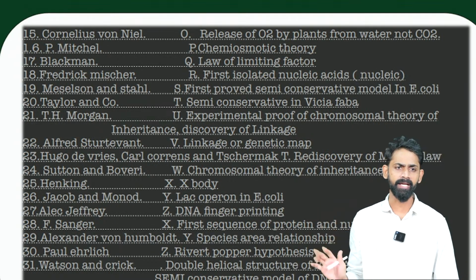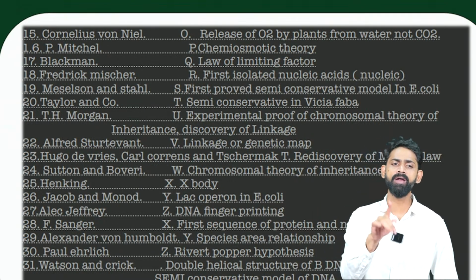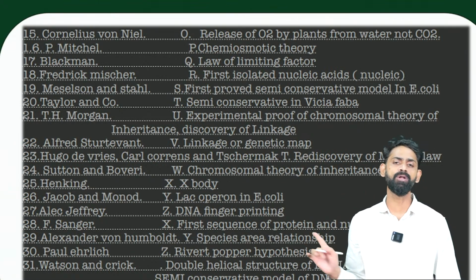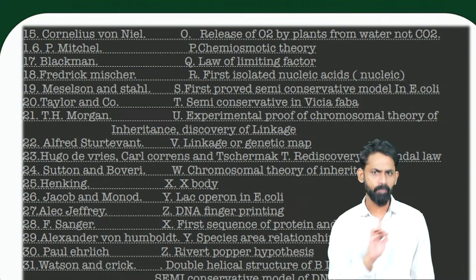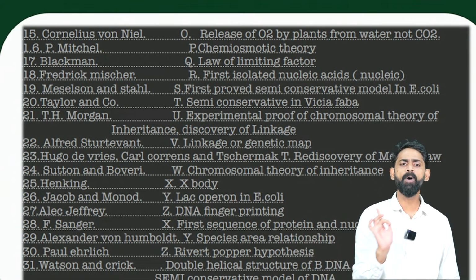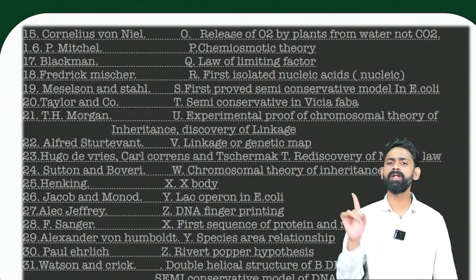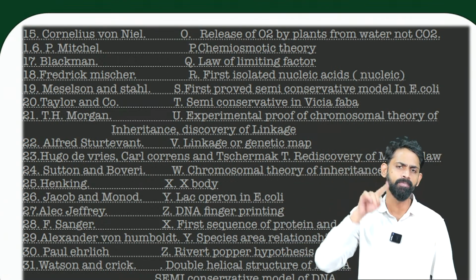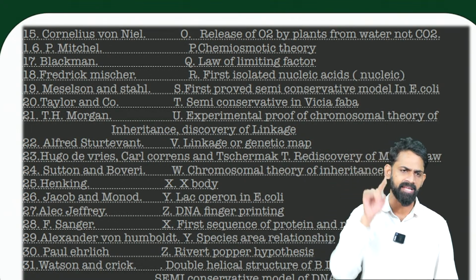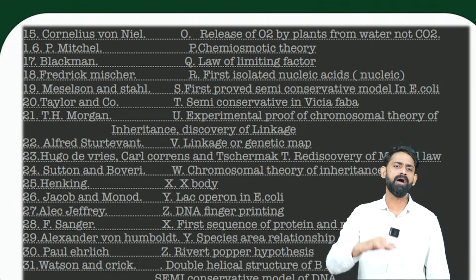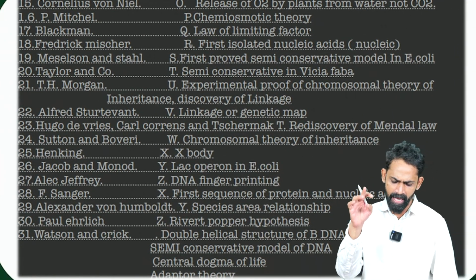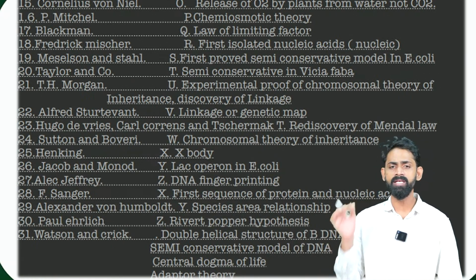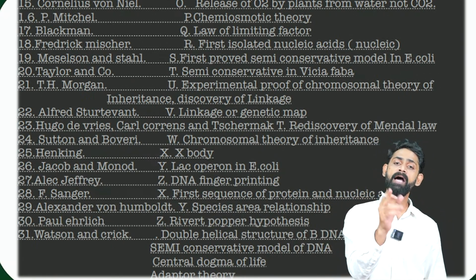Two-time Nobel laureate. Next one is Alexander von Humboldt, a great person: species-area relationship, log S = log C + Z log A, an important area. Next one is Paul Ehrlich sir, the rivet popper hypothesis, to explain how different types of species are required to maintain the stability of the ecosystem. Next, the legendary Watson and Crick sirs: the double helical structure of B-DNA, the semi-conservative model of DNA replication, the central dogma of life, followed by the adapter theory.